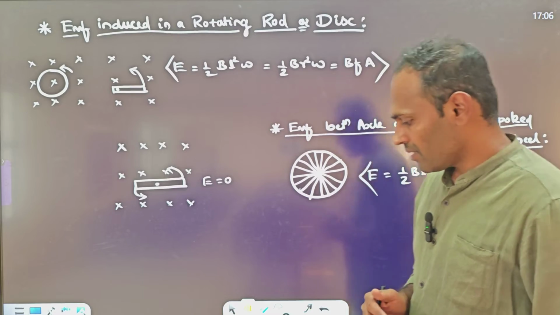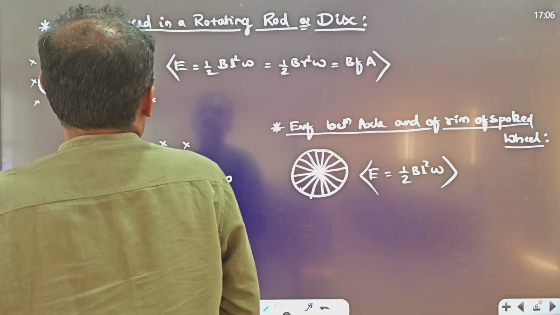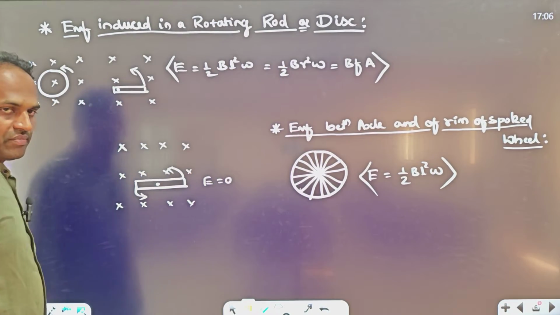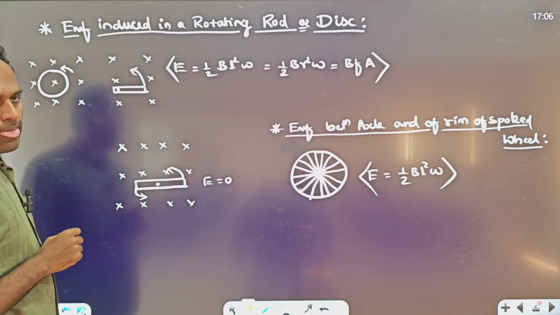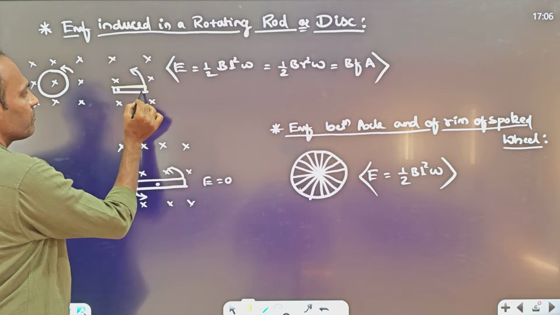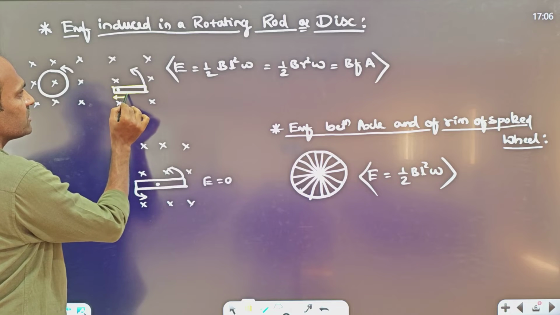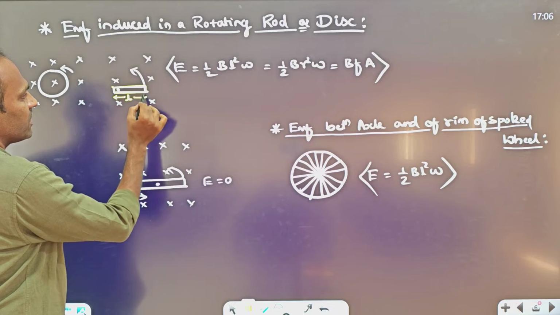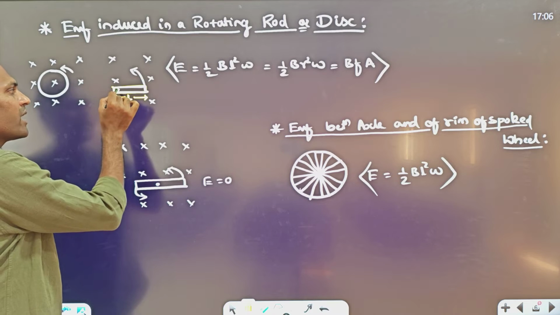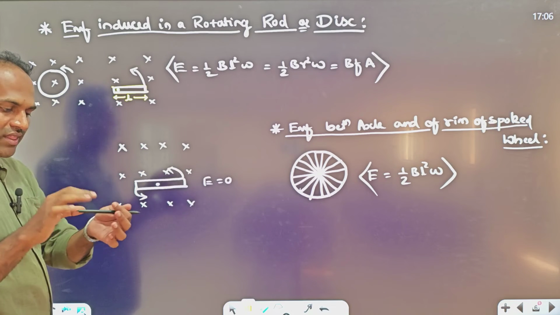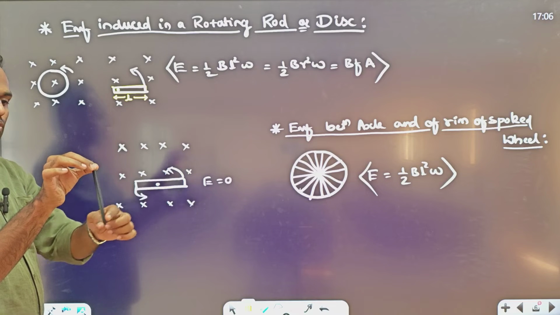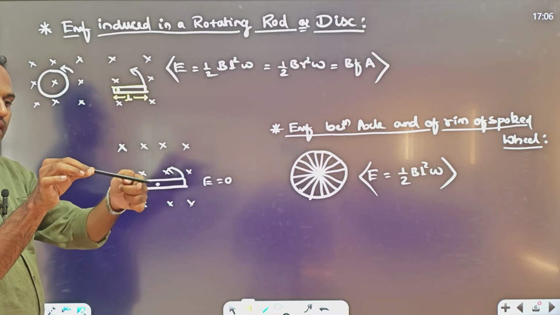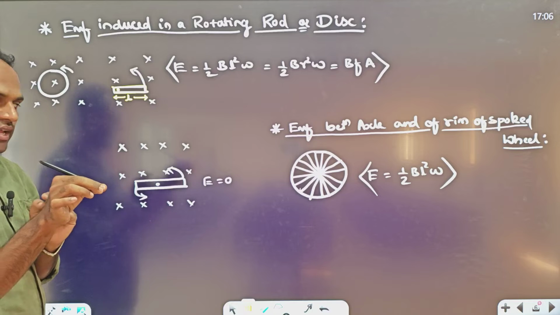Next, EMF induced in a rotating rod or a disc. Rotating rod or a disc. See, here we have taken an inward magnetic field and we have taken a rod here whose length is L. One end of the rod is fixed, and another end of the rod is rotating like this. See, one end is fixed, another end is rotating like this. It rotates like this.